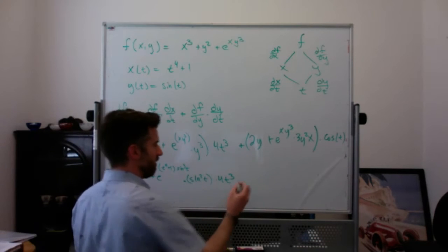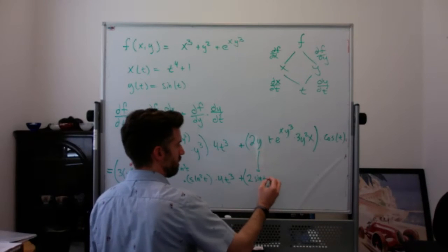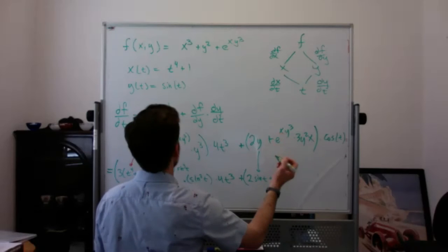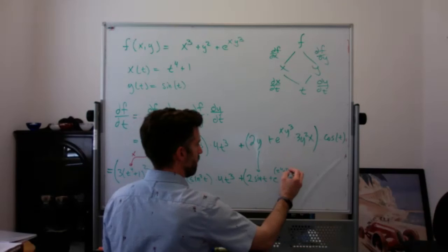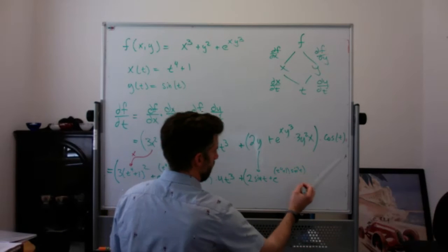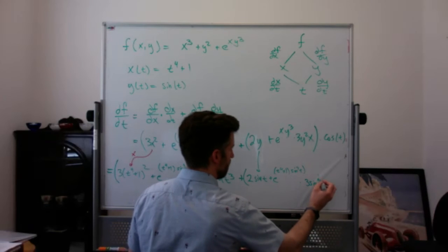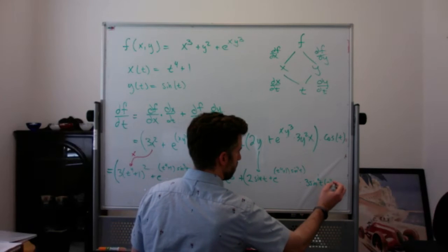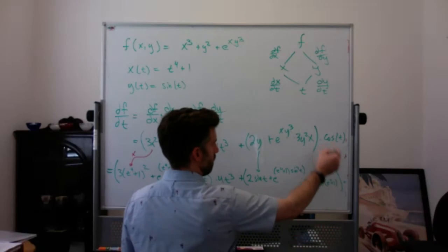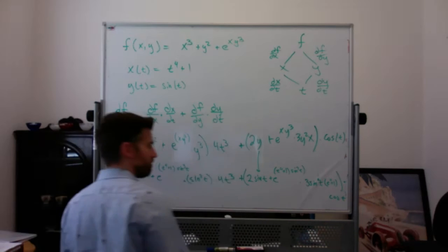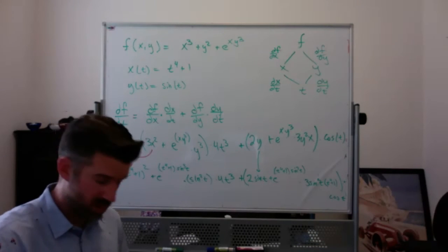And then plus, hope I can fit this in here, 2 times sine of t, right? Y is sine of t, plus e to the x, which is t to the fourth plus 1. Y cubed is sine cubed of t. Times 3 sine squared of t times x, which is the t to the fourth plus 1. All of that times cosine of t. So that's how you take this derivative using the chain rule. It's kind of neat.